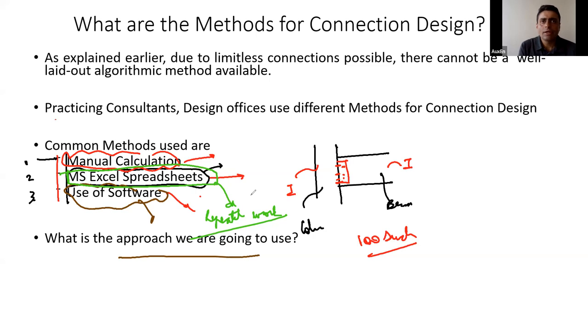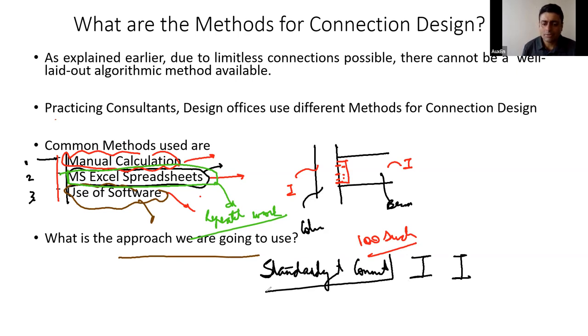Let's say if you are an engineer in some PEB company. In a PEB company, they have standardized connections, right? In pre-engineered building companies, they have some standardized connection types. Standardized connections means they have predefined that this is the connection that we are going to provide. Only the beam size and the column size may change, and the forces and moments will change. Otherwise, the connection type is standardized. So for these types of connections, developing spreadsheets makes sense. Are you getting it?